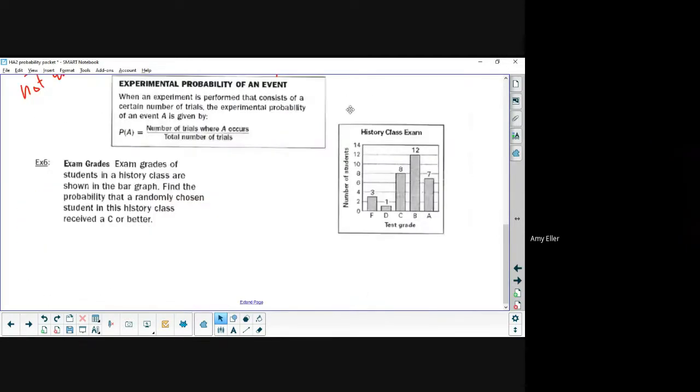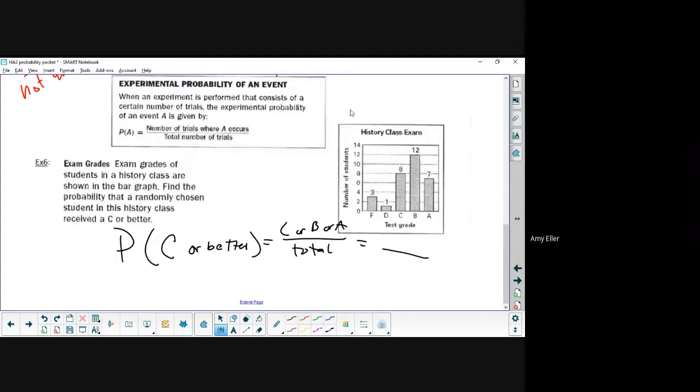So number 6, exam grades of students in a history class are shown in the bar graph. Find the probability that a randomly chosen student in this history class received a C or better. Probability of a C or better is a C, or a B or an A, over the total. You don't have to write all this work. I could have gotten a C or I could have gotten something better, a B or an A, over the total.